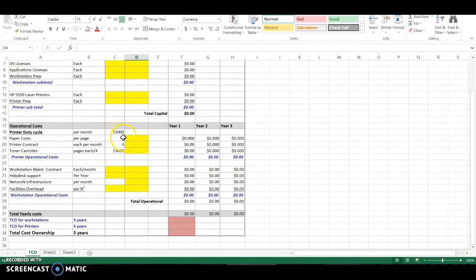So then, based on that, you're going to calculate paper costs, your printer contract. You have 3 of them. The contract here I indicate is per month. So pay attention to the units that you're entering the information in so that you make sure you get a correct number. The other thing I want to point out is that for this particular total cost of ownership assignment, you're required to actually get the correct numbers.